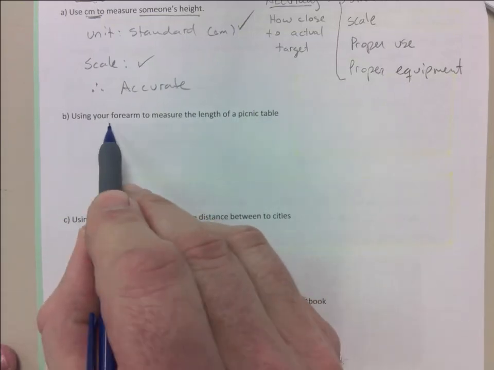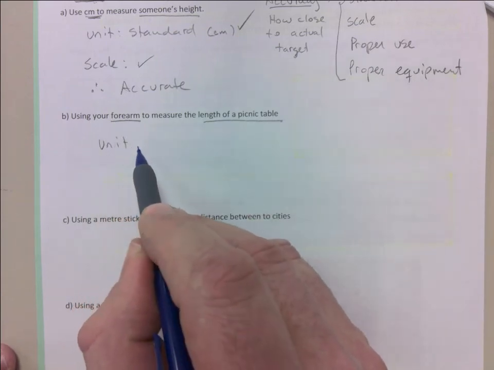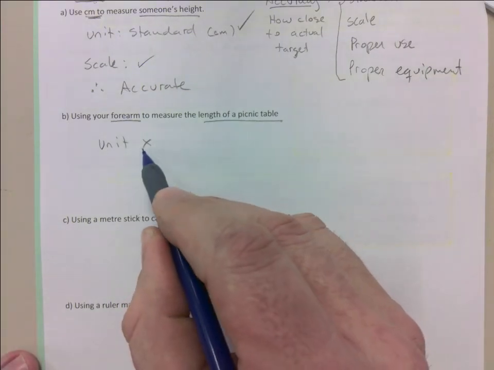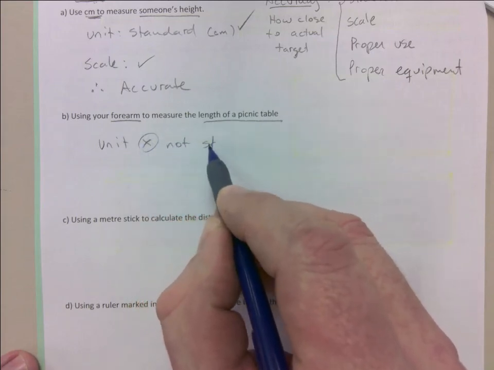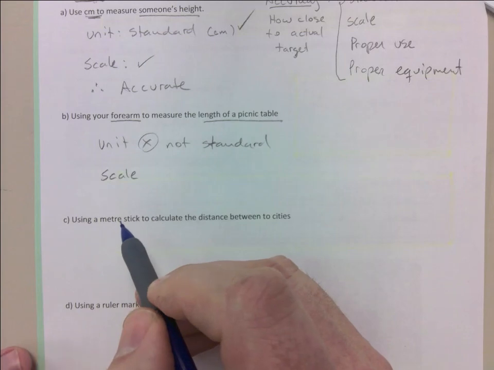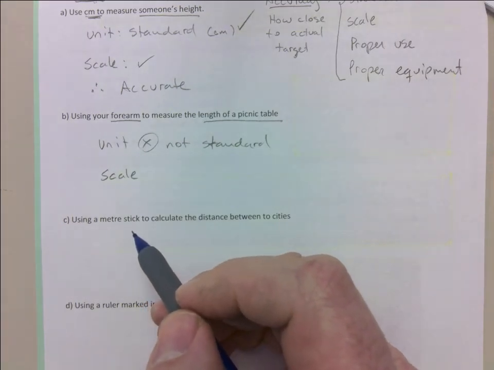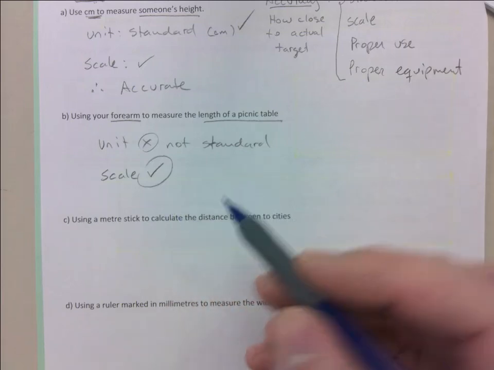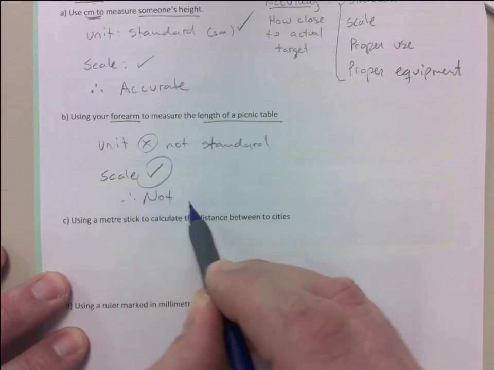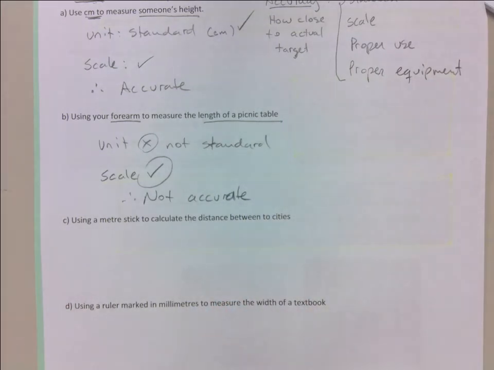What about this one? Your forearm to measure the length of a picnic table. Unit, right? It's not standard. Not standard. Scale, what would you say the scale? Forearm to do a picnic table? It's actually not ridiculous, right? The scale is not bad. So scale is actually okay. It's within reason, but it's still not accurate. You need to have 2 check marks for you to be able to say something is accurate. Okay?